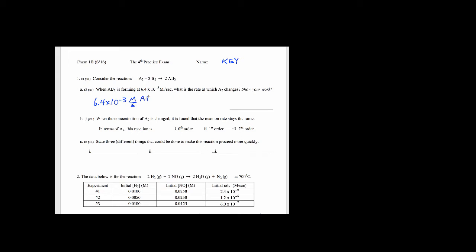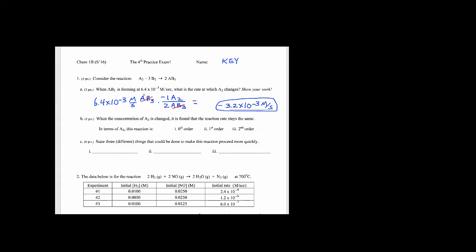And this is AB3. Now, from the stoichiometry of the reaction, for every 2 AB3s that form, we have 1 A2 that's reacting. We'll put a negative sign there to indicate it's reacting. And that converts from AB3 to A2. And that means that we have half as much molarity per second change of concentration. So 3.2 times 10 to the minus third molar per second, with a negative sign indicating that it is decreasing as it changes.